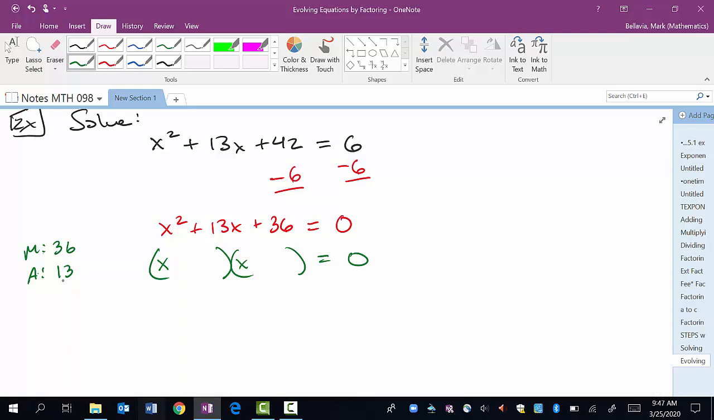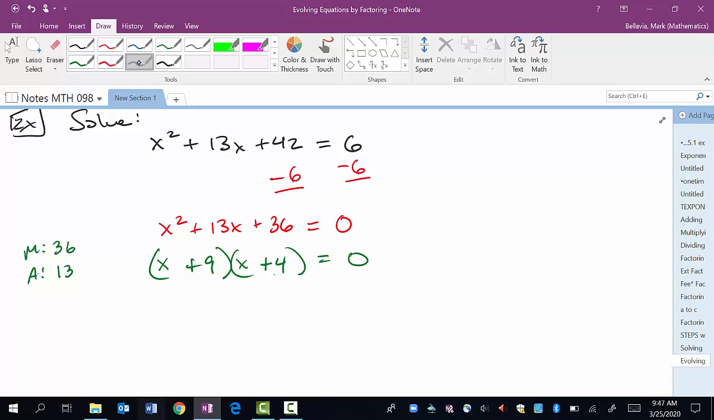Well, those numbers are a positive 9 and the positive 4, right? Because 9 times 4 gives me 36. 9 plus 4 gives me 13. This doesn't factor any further. You can look inside of here. These are just both linear factors. They don't factor any further.